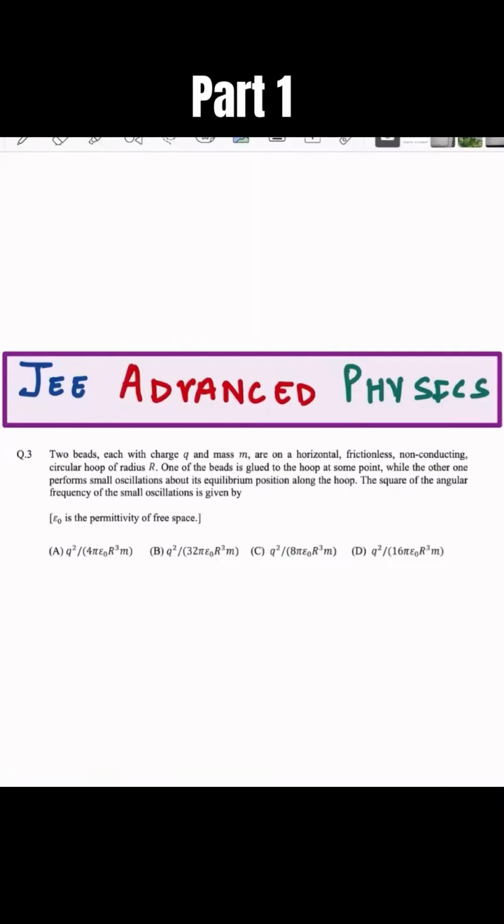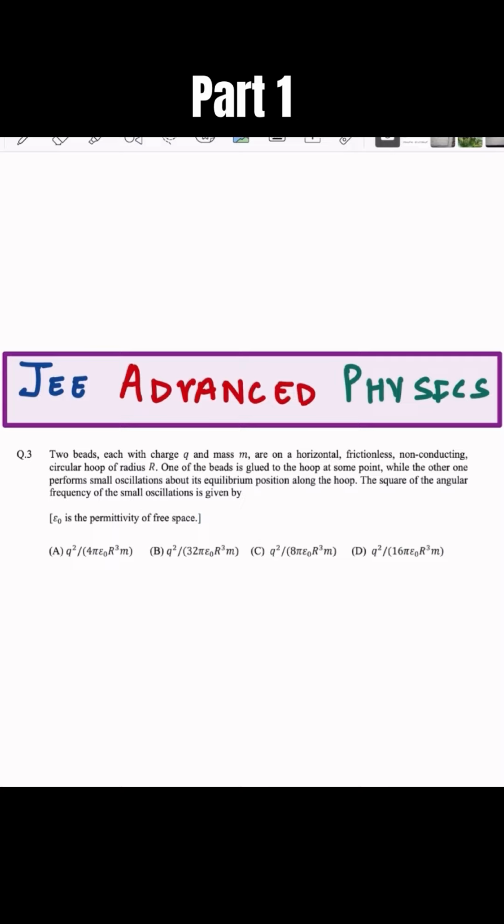This is a JEE Advanced Physics problem, and you have two beads, each of charge q and mass m, on a horizontal frictionless non-conducting circular hoop of radius r. One of the beads is glued to the hoop at some point while the other performs small oscillation about its equilibrium position along the hoop, and the square of the angular frequency of the small oscillation is given by... Okay, so we have this setup right now.